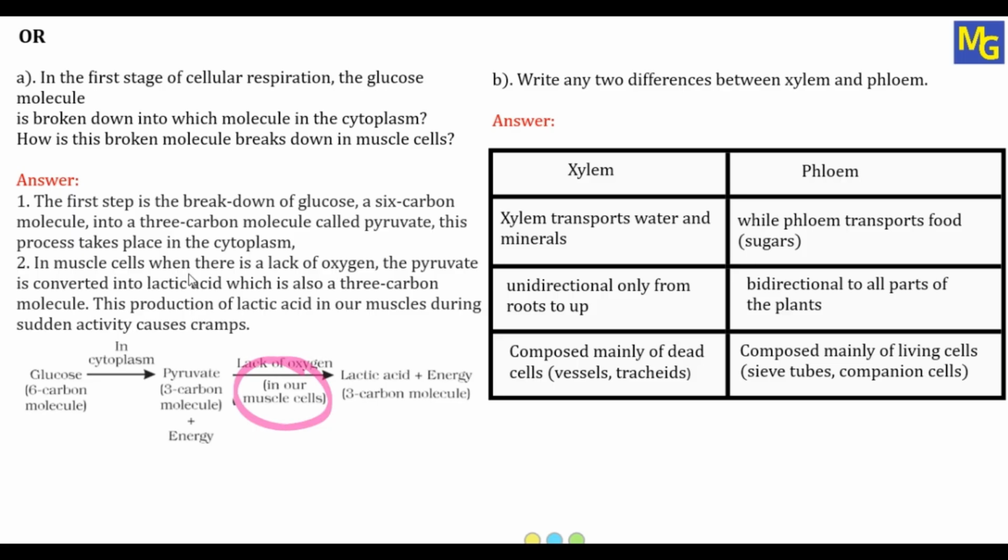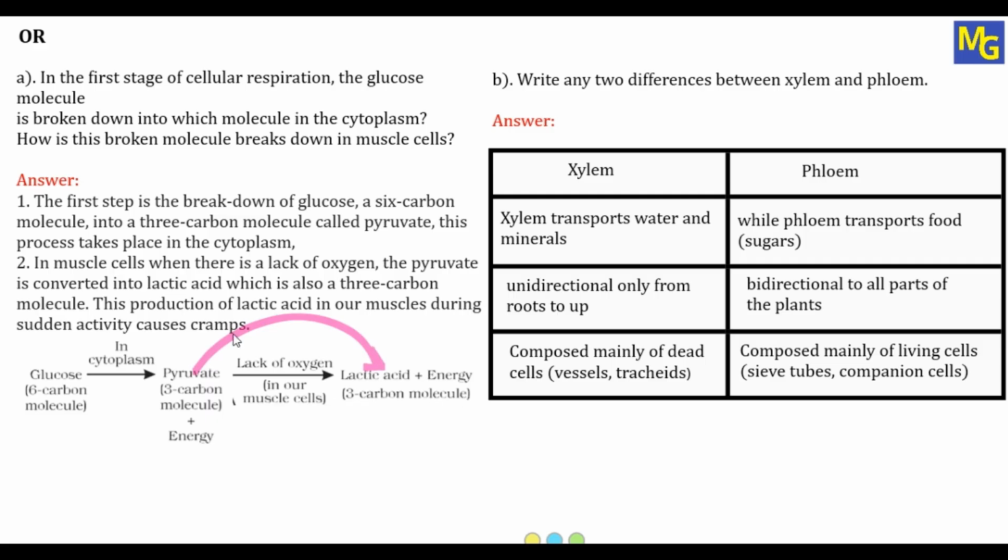So in the muscle cell, when there is a lack of oxygen, this pyruvate enters the muscle cell where there is a lack of oxygen. This pyruvate is converted into lactic acid. So this 3 carbon compound, pyruvate, will not be broken down completely because there is less oxygen, and that pyruvate will convert into lactic acid, which is again a 3-carbon molecule, and it releases some amount of energy. Whatever energy is released in this process is also very little, because this lactic acid is not the last compound. It can again be broken down into simpler ones. But because there is a lack of oxygen in the muscle cell, pyruvate will give this lactic acid and some energy.